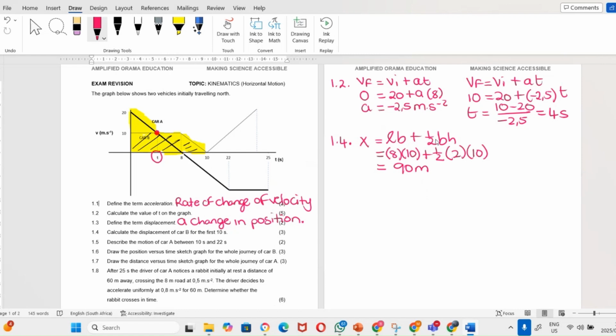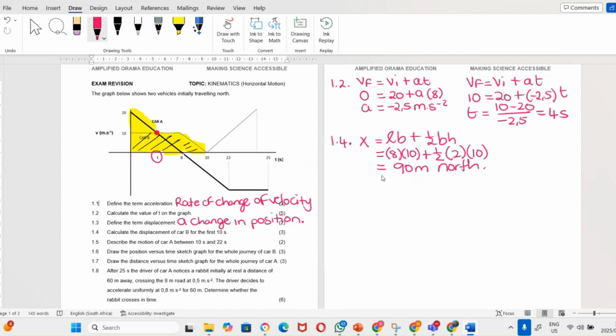And remember, we said that the objects are traveling north initially, and the graphs that are drawn there are above the x-axis, right? The graphs, well, from 0 to 10 seconds, the graph of car B is above the x-axis, which shows us that it's traveling north in that time. So then your displacement will be 90 meters north.